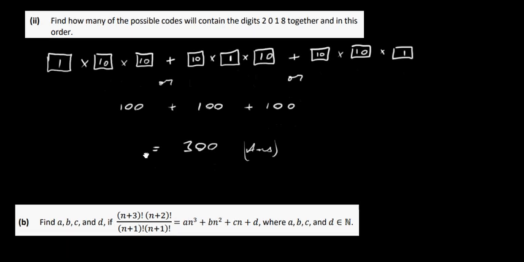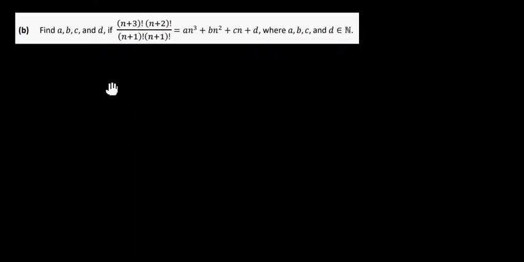Okay, so let's have a look at part B then. Part B is where we have to find A, B, C, and D if (n plus 3) factorial times (n plus 2) factorial divided by (n plus 1) factorial times (n plus 1) factorial is equal to this cubic expression here, an cubed plus bn squared plus cn plus d. And A, B, C, and D are natural numbers, so they're whole numbers, positive whole numbers.